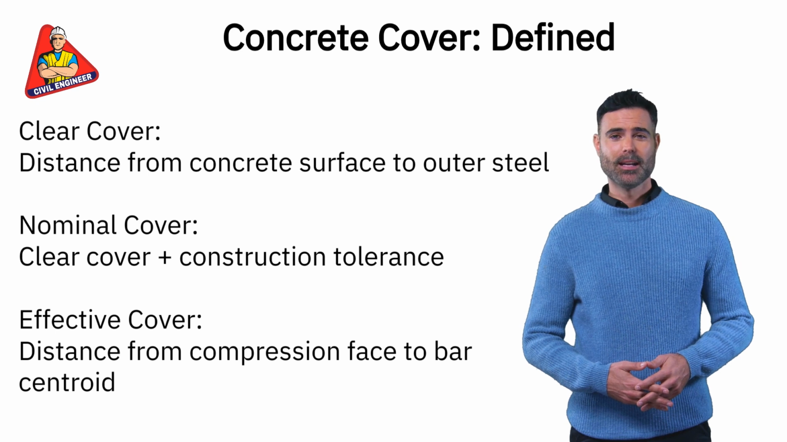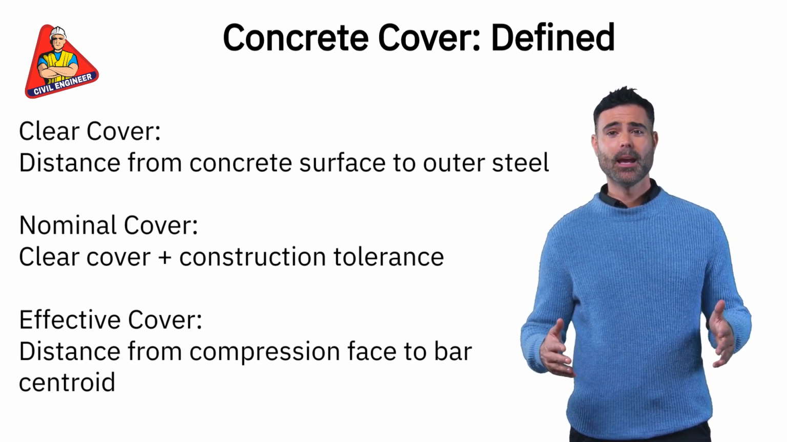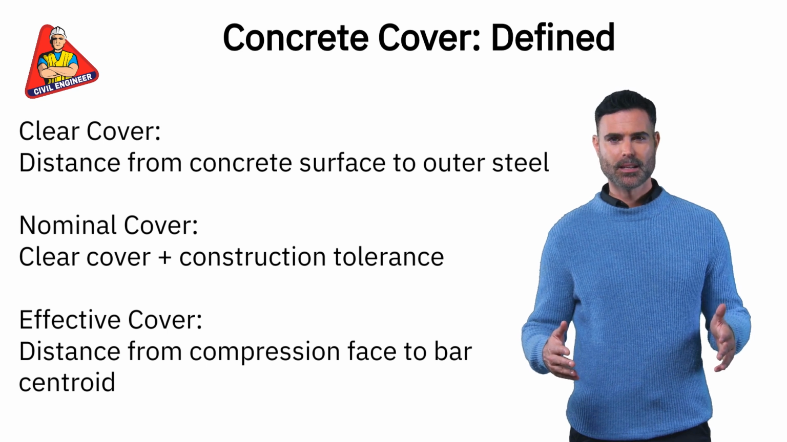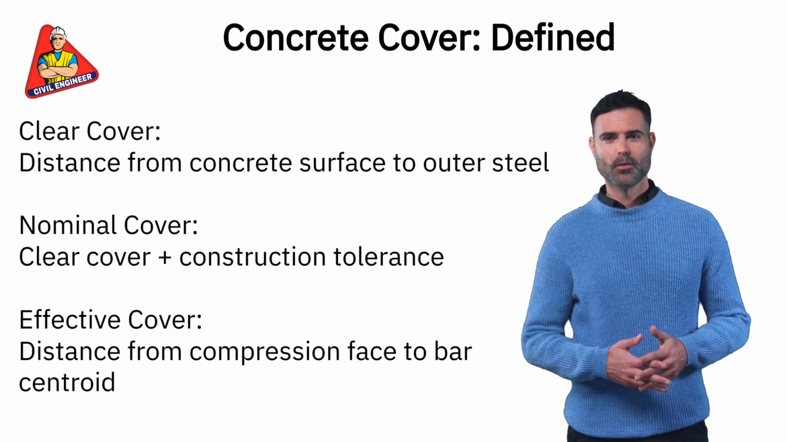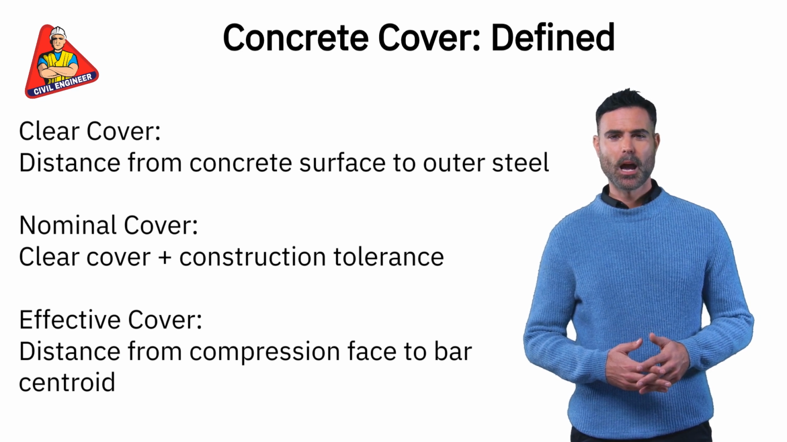Concrete cover is defined as the distance between the exposed surface of concrete and the nearest face of embedded reinforcement. There are three primary definitions. 1. Clear cover, as per IS 456, is the actual measured distance between the outer concrete face and the reinforcement. 2. Nominal cover, commonly used in design drawings, includes clear cover plus construction tolerance, usually plus 5 mm.